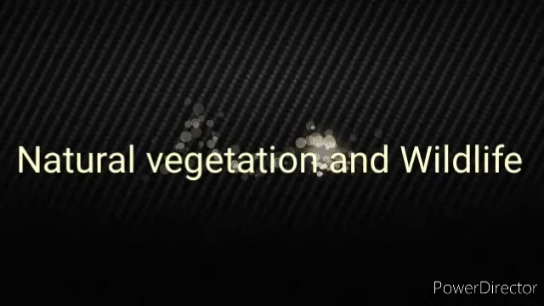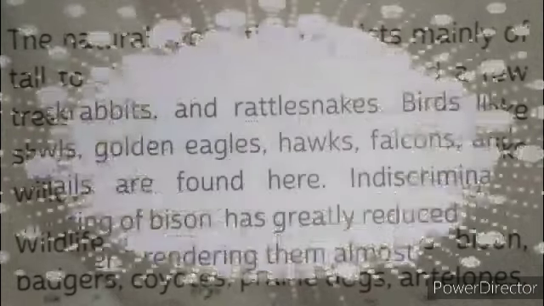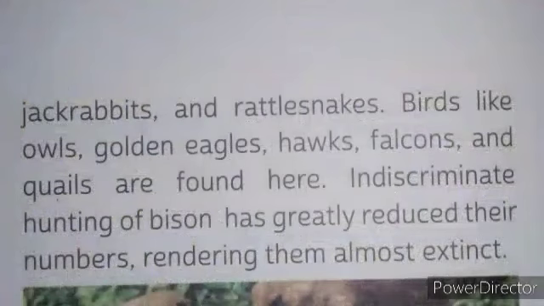Natural vegetation and wildlife. The natural vegetation consists mainly of tall to short grasses, shrubs, and a few trees like willows, alders, and poplars. Wildlife in the prairies includes bison, badgers, coyotes, prairie dogs, antelopes, jackrabbits, and rattlesnakes. Eagles, hawks, and falcons are the birds found here. Indiscriminate hunting of bison has greatly reduced their numbers, rendering them almost extinct.